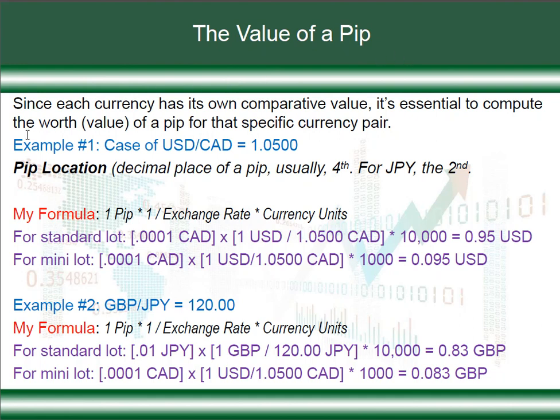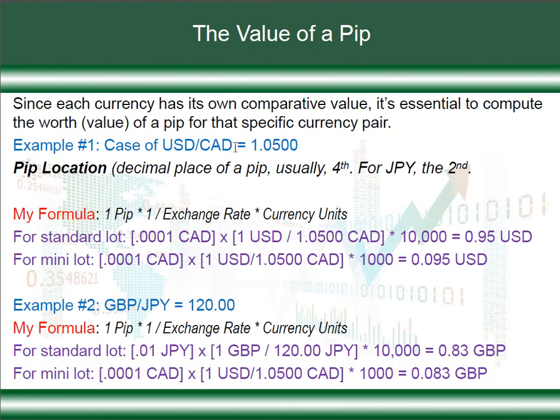Now, the value of a pip. Remember, every currency has its own value. The USD has a separate value from the pound. The pound has a different value from the Canadian dollar, for example. The Canadian dollar will have a different price and value than the yen. And for that reason, a pip has different values depending on the currency you're talking about. So example number 1 on how to determine the value of a pip.